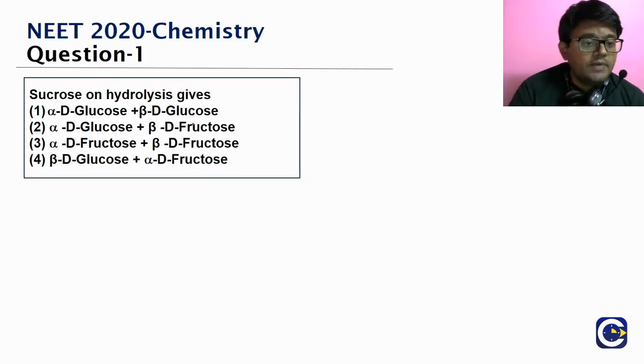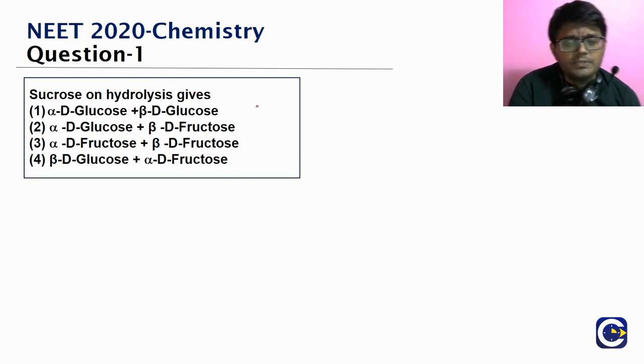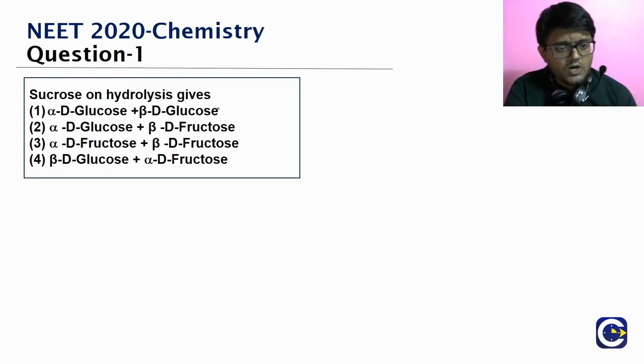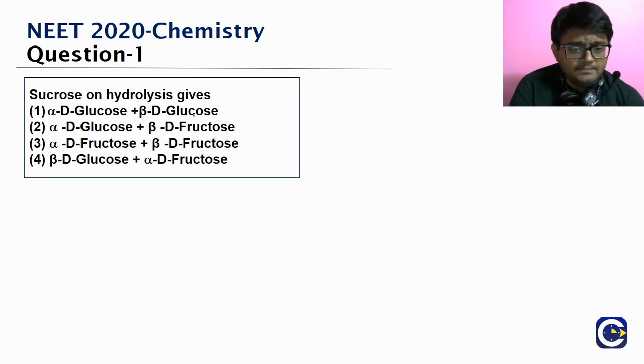So look at question number 1. This is a question from the topic biomolecules. It's a kind of memory based question. Sucrose on hydrolysis gives. If you read the options, Option 1 is alpha D glucose and beta D glucose. Option 2 is alpha D glucose and beta D fructose. Option 3 is alpha D fructose and beta D fructose. Option 4 is beta D glucose and alpha D fructose.